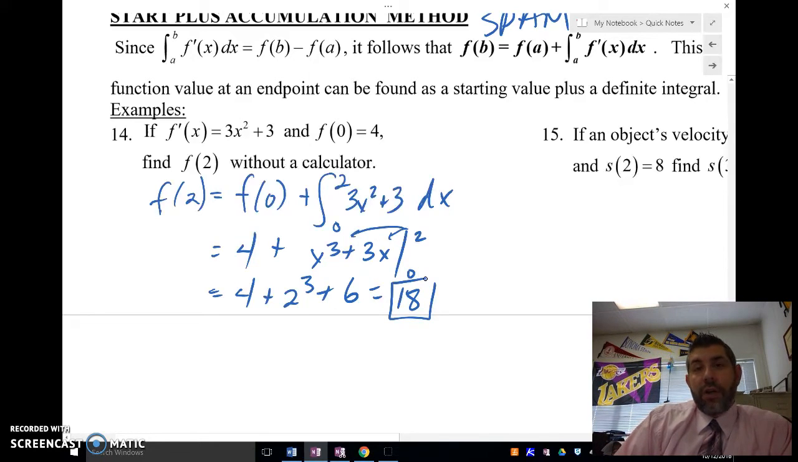So really what you've got to think here is, I'm looking for a value, f of 2, and I have a value that's less than that, which I know, and I can actually accumulate to that value when I do my antiderivative. The problem must look like we need to do an antiderivative, and these two examples do.